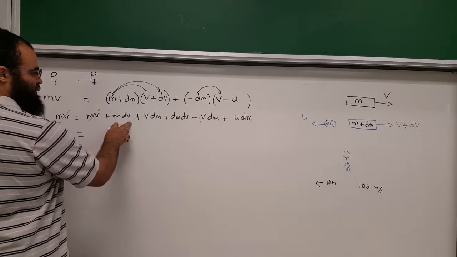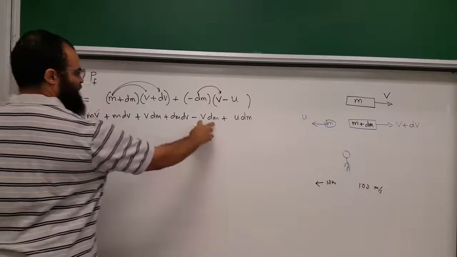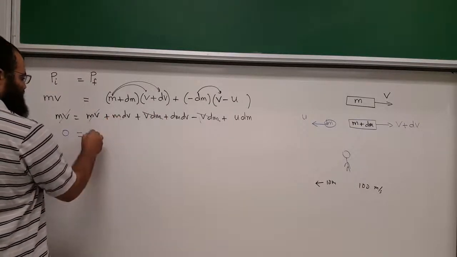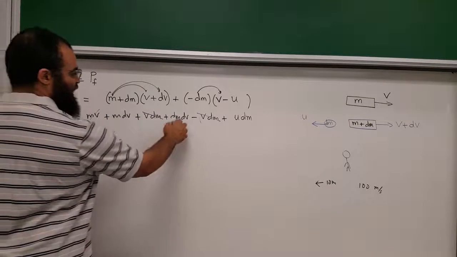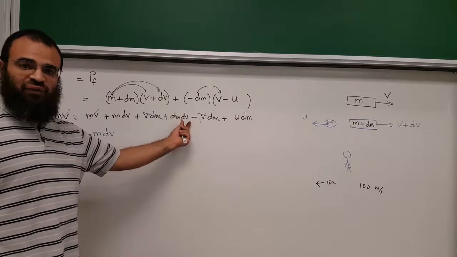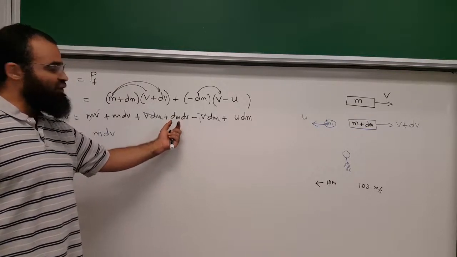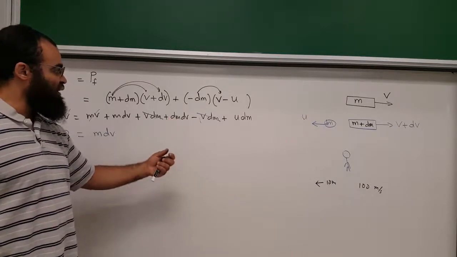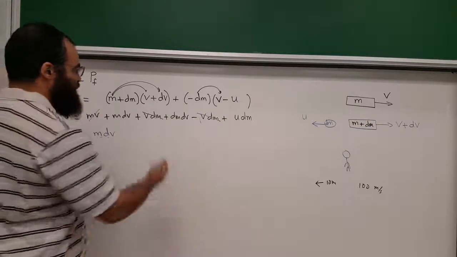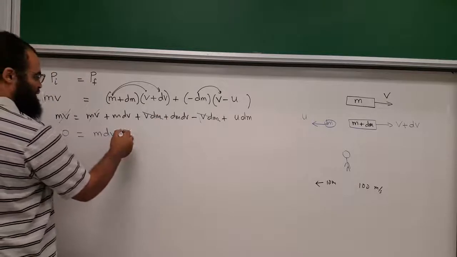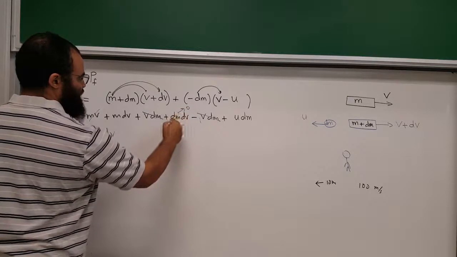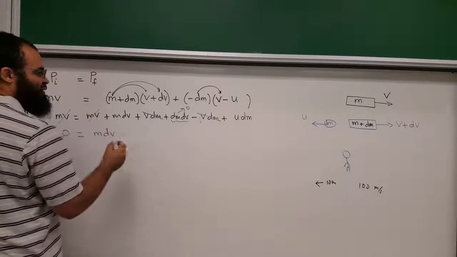mdv, or vdm and negative vdm, they cancel each other. So here I have mdv. Now dm times dv, dm is a tiny, infinitesimal amount, times another infinitesimal amount, because we're going to integrate and take the limit as dv goes to 0 and dm goes to 0. Both are going to 0, so their product is vanishingly small. So in the limit, it will be 0 regardless, even when you integrate an infinite amount of them. So this is basically 0, because it's two infinitesimal amounts times each other.